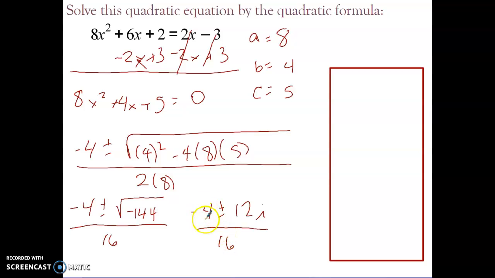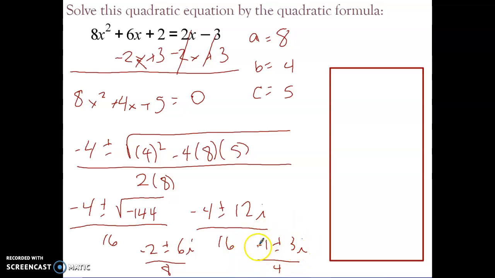Okay, now look at this. 4, 12, and 16. Do you see that they have a common factor of 2? I can simplify this one more step. Negative 2 plus or minus 6i over 8. Oh, look at that. I didn't find the greatest common factor. I just found a common factor. So instead of going back to the beginning and dividing all of those by 4, I'm just going to divide again. I'm going to divide all of those by 2. Negative 1 plus or minus 3i over 4. Okay, so that is my final solution.